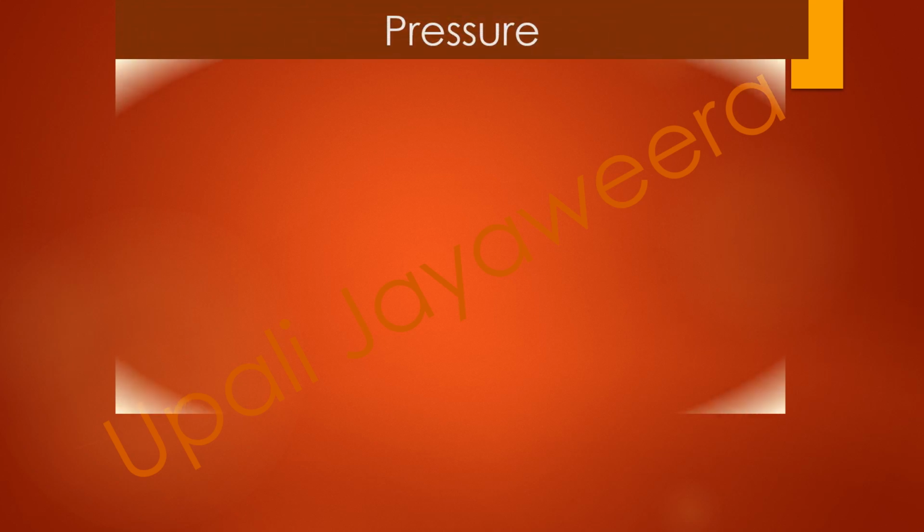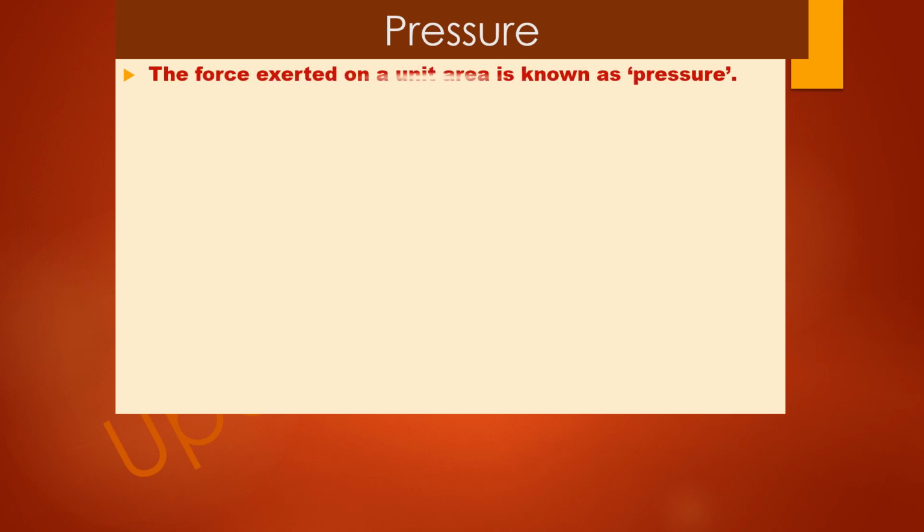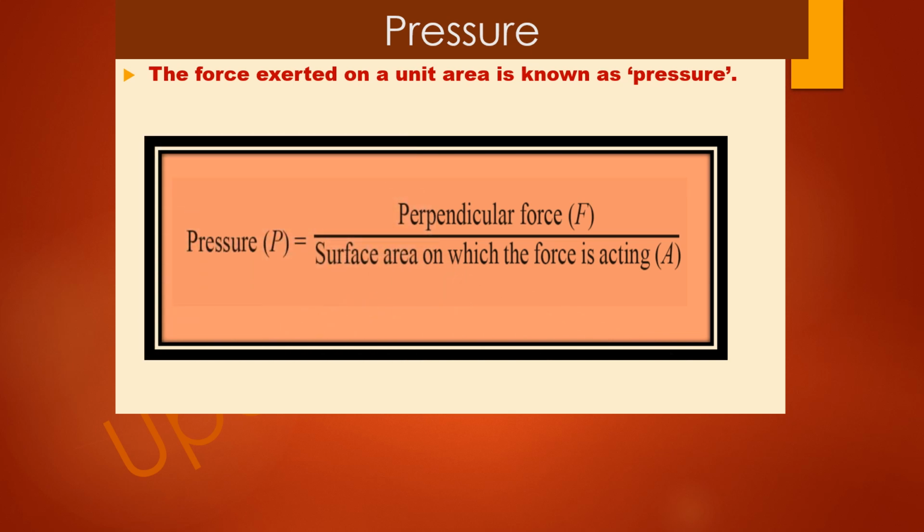Now you can define what pressure is. The force exerted on a unit area is known as the pressure. According to the definition, you can construct the formula for pressure. Pressure equals perpendicular force divided by the surface area on which the force is acting. P equals F over A. So remember this equation, then using the equation you can find the pressure.